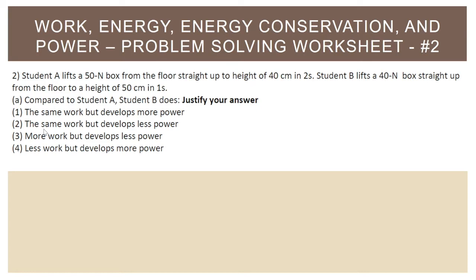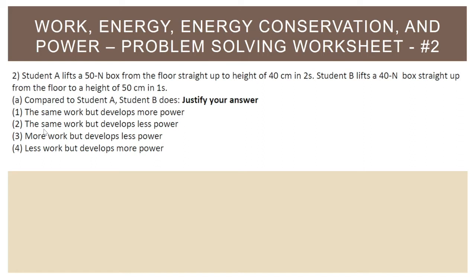So the first thing that you need to know is that when you're lifting an object, unless they say otherwise, you should assume that the force used to do the lifting is equal to the magnitude of the weight of the box. So student A is going to be using a 50 Newton upward force, and student B is going to be using a 40 Newton upward force, because those forces will at least counter the weight of the object. And so the question here is, what is the work done by each student?